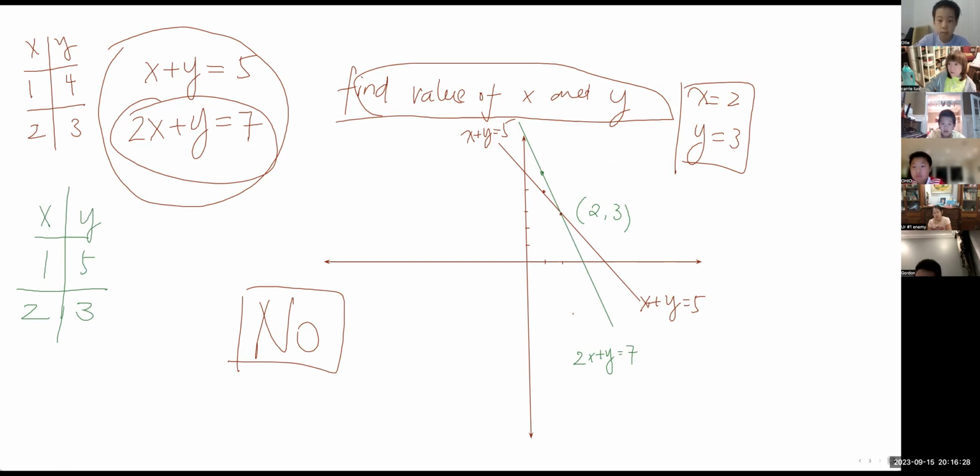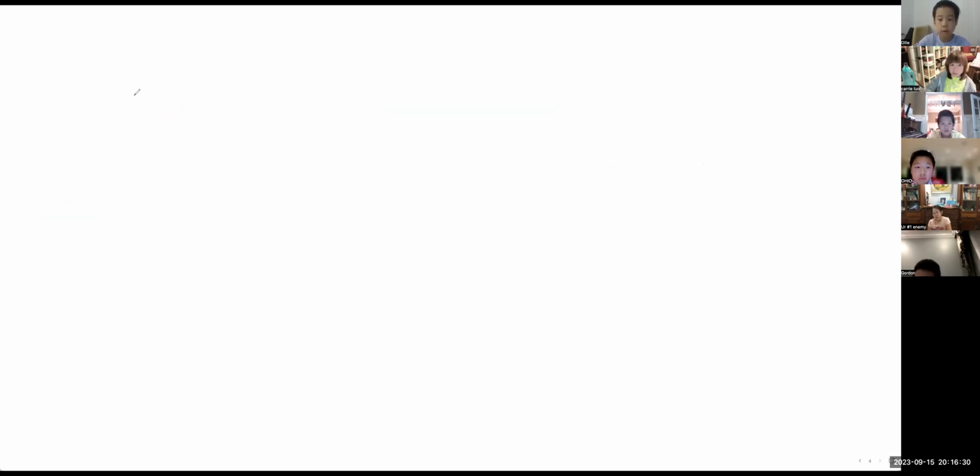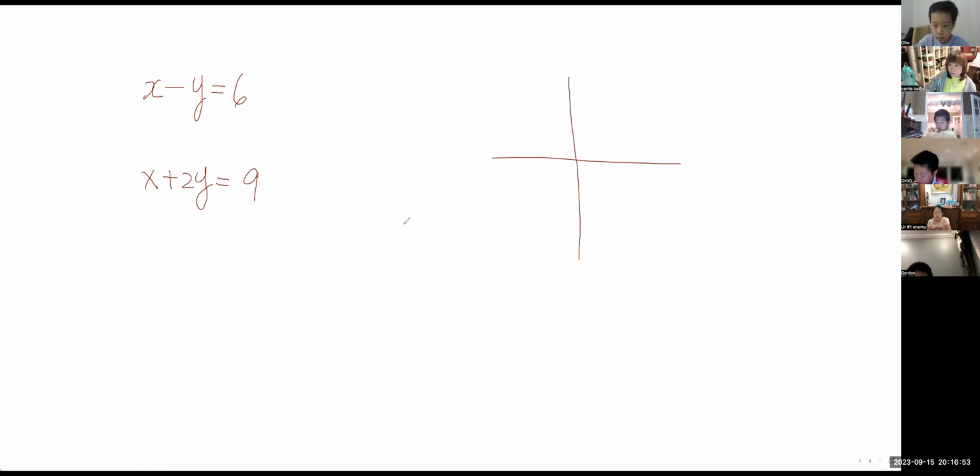Understand? Okay, so now everybody, I'm going to give you another question. x minus y equals 6, and x plus 2y equals 9. Okay, so please use the lines. Don't use the simple method to calculate; use the harder method, the graph method, to do this question. Okay, using the graph. We have to use the graph.